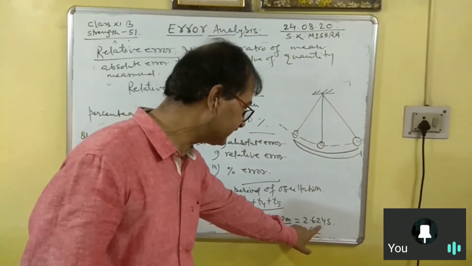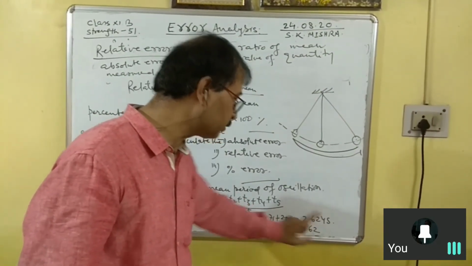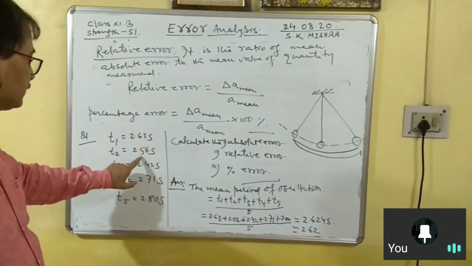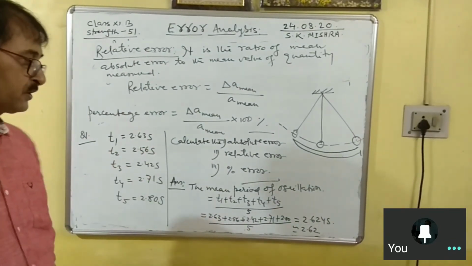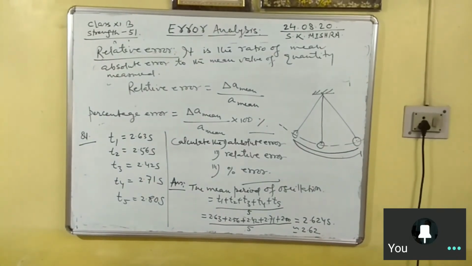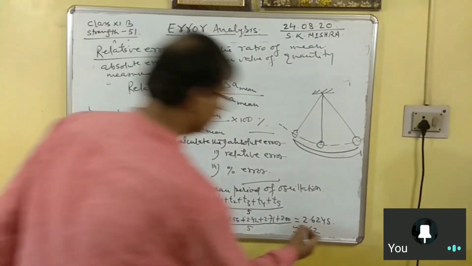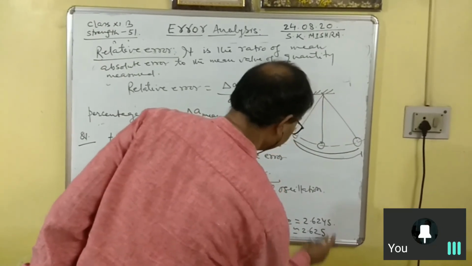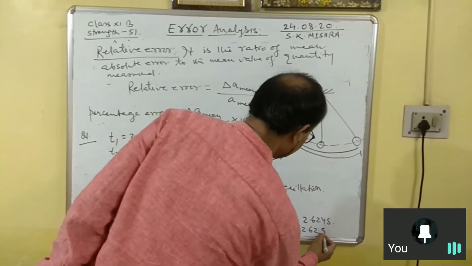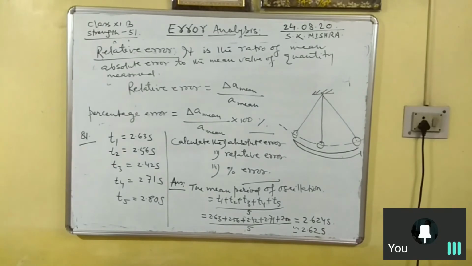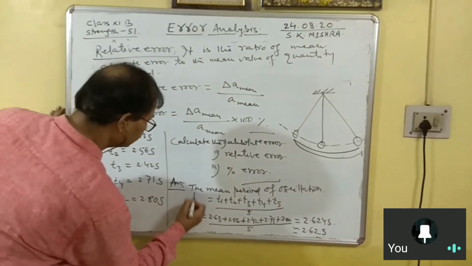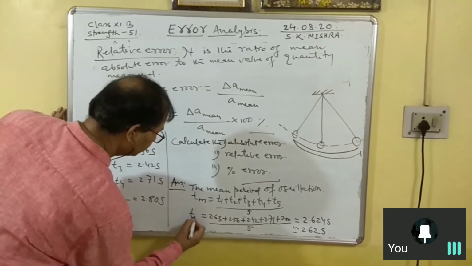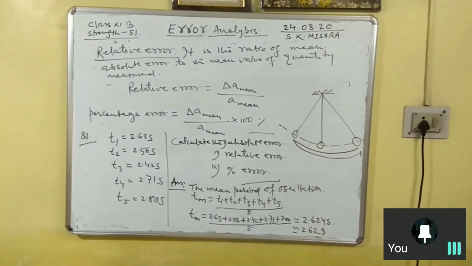Take only 3 digits, so after decimal take 2 digits only. So the reading is 2.62 second. This is the mean reading, mean value, mean time period. Once you know the mean time period, now the absolute error in each measurement can be found. I am calling this Tm, the mean time period.